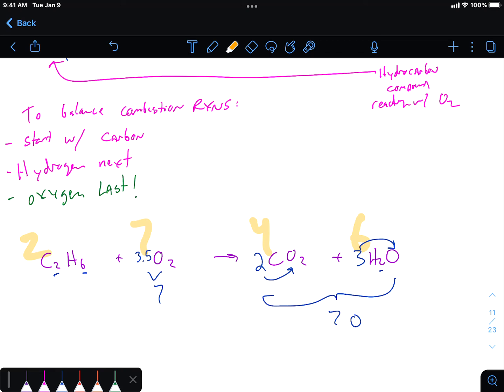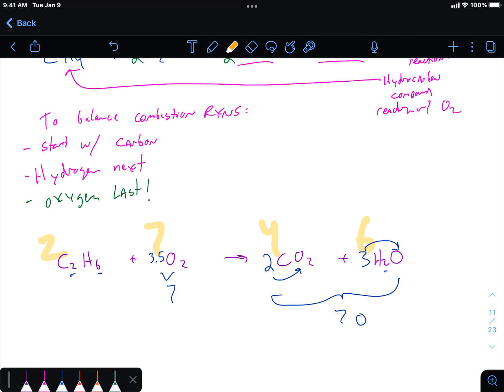Okay? So that's why it's kind of important to recognize if something is a combustion, right? Because there will be often times where you'll have like a 3.5, a 2.5, a 4.5, and you should know that you need to multiply everything through by 2. How are we doing? Good? Okay. All right. So that's what I wanted to cover today.